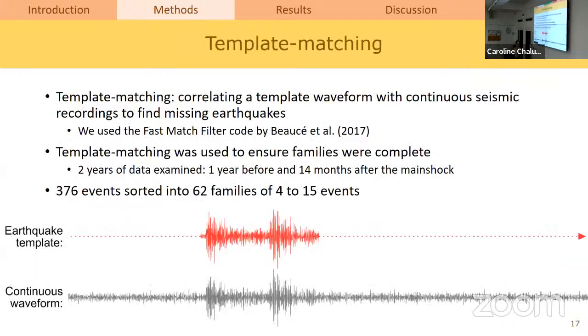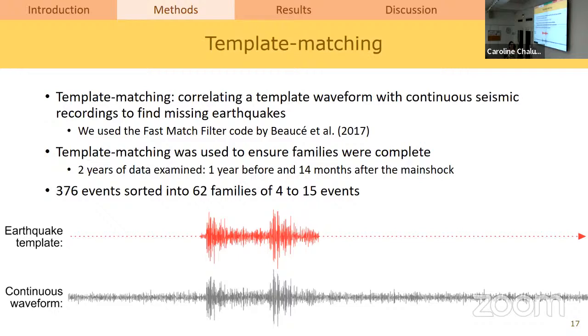I then used template matching in order to improve this catalog and to complete the families. Template matching is a technique by which we take a template waveform, which you can see here in red, and we correlate it to the continuous waveform that you can see here in gray. We correlate it at regular time intervals, and when the correlation is high, we are able to detect a new earthquake. With this technique, we're able to find earthquakes that weren't previously found by the catalog.